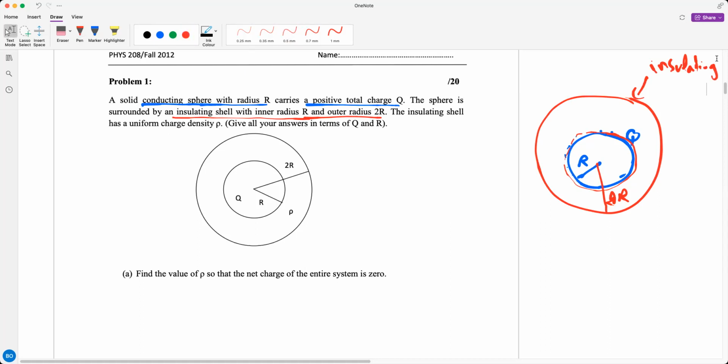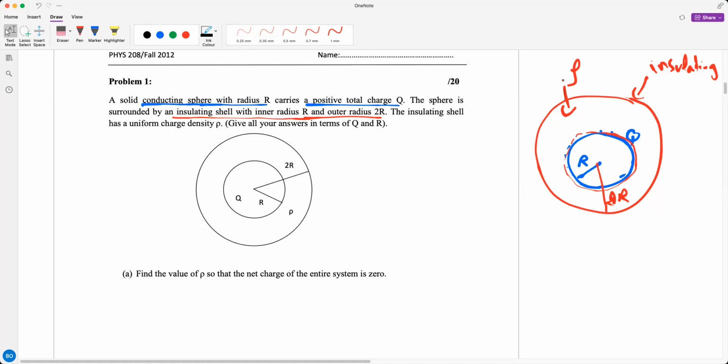Okay, this is insulating. And this shell has a charge density rho. Now, remember what we have said: electrostatic conditions in the conductor require that there is no electric field inside the conductor. So the electric field inside the blue sphere is zero. The charge on this blue sphere is located on the surface of the blue sphere.